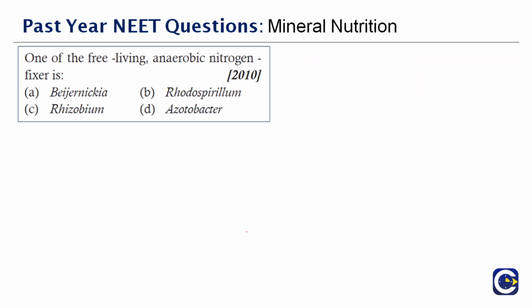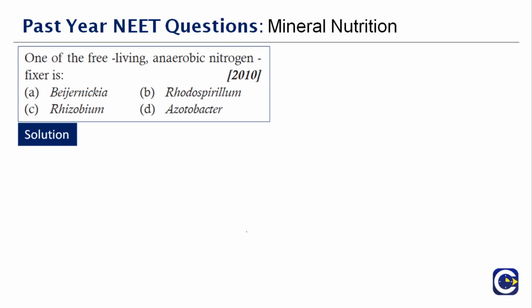Next question here. One of the free-living anaerobic nitrogen fixers is dash. Any idea what it could be? We have 4 options here. Azotobacter, Rhizobium, all these live in association, they cannot be free living. And what do you mean by anaerobic? Even in the absence of oxygen, they can survive. The right answer to this question is Rhodospirillum, which is option B.